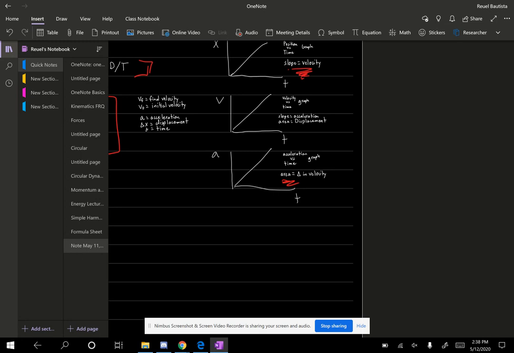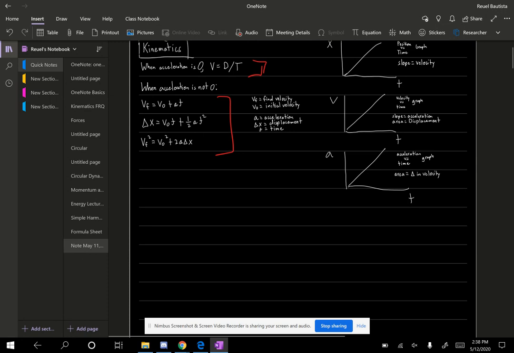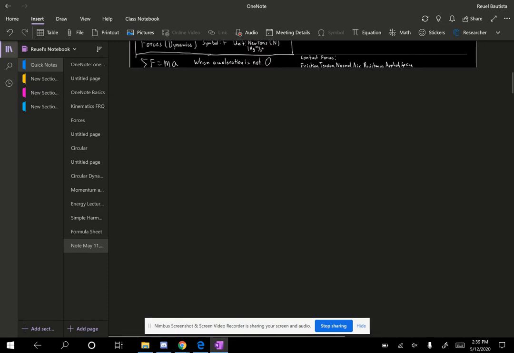Again, it would be really helpful if you guys can print this out, especially since I made it all black, or to have a separate sheet of paper or a separate device to work on it, whether it be a phone, another computer screen, or a tablet. Okay, so that's pretty much it for kinematics. So let's move on to forces.